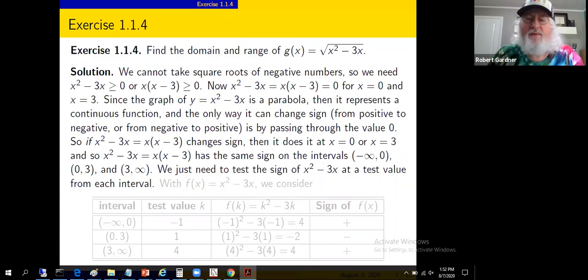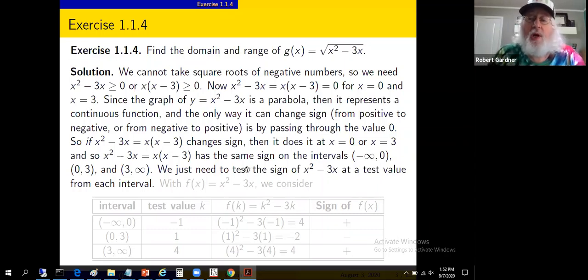So let's see, if x squared minus 3x is 0 at x equals 0 and x equals 3, well, if it changes sign, then it does it at 0 and 3. It doesn't do it somewhere else. It couldn't go from positive to negative unless it went through 0. The only place that function goes through 0 is when x equals 0 and when x equals 3.